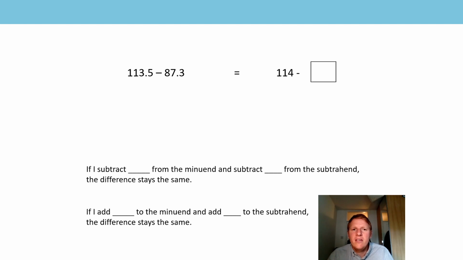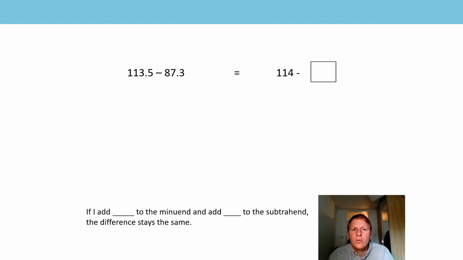Okay, this one involves some decimals, but let's think about it in exactly the same way. 113.5 subtract 87.3 is equal to 114 subtract something. So, which one will we use? Can you see we're going to use the addition stem sentence because our minuend has become larger. How much larger is 114 than 113.5? It's 0.5 larger, isn't it?